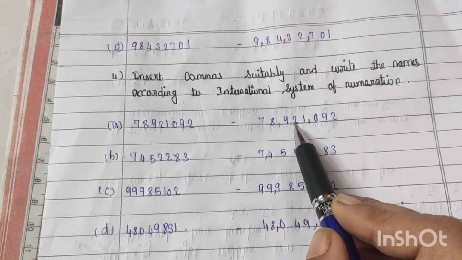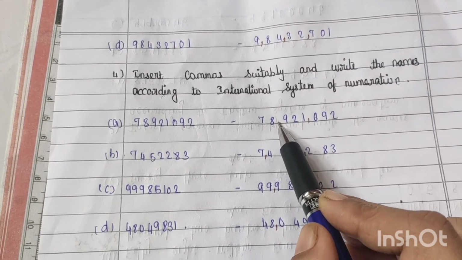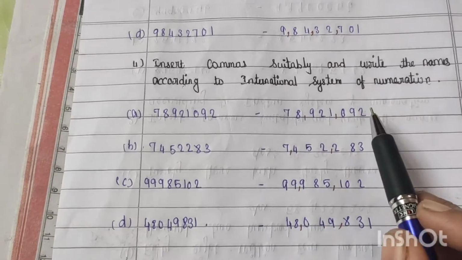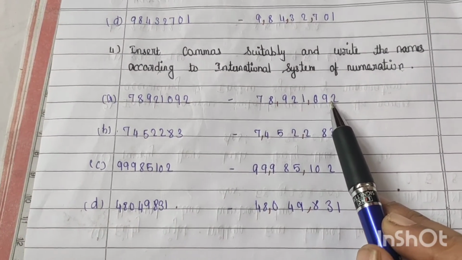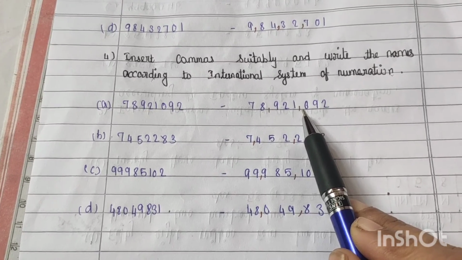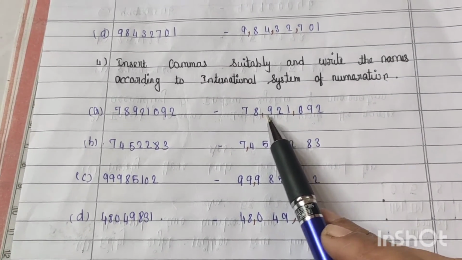You skip always 3 digits and put comma. International place value, you put comma. First you skip 3 digits, otherwise you skip 3 digits.